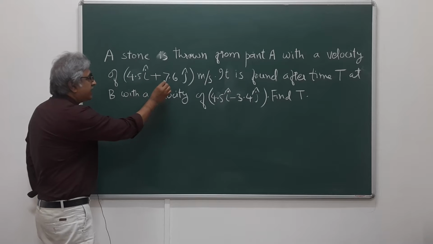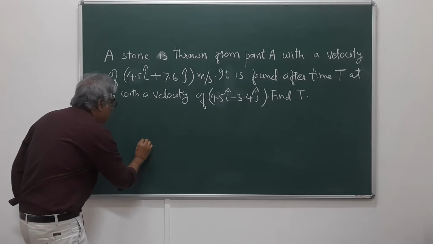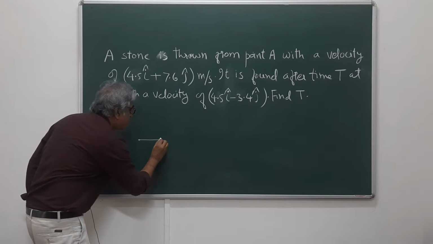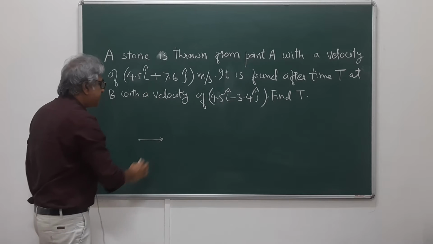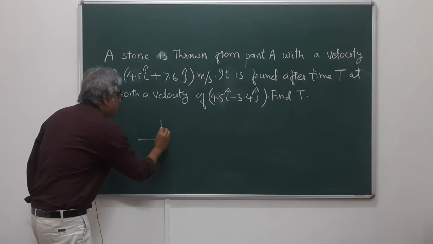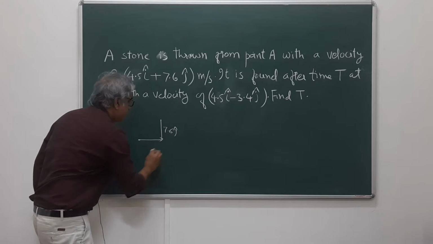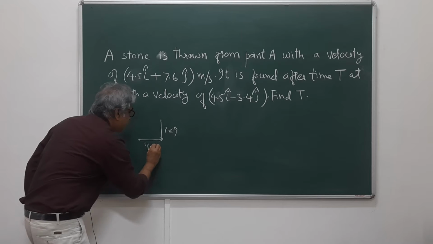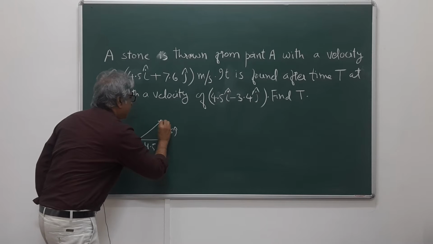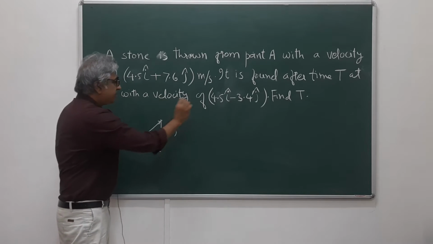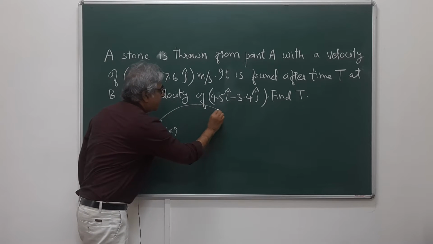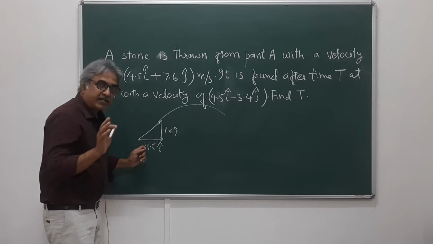This is the initial velocity of a stone, and it is 4.5 in i direction and 7.6 in j direction. So this is 7.6 j, this is 4.5 i, right? Okay, and this is your velocity. Now this stone is going to travel in a certain path and then it will come down. Let's pay attention to this.